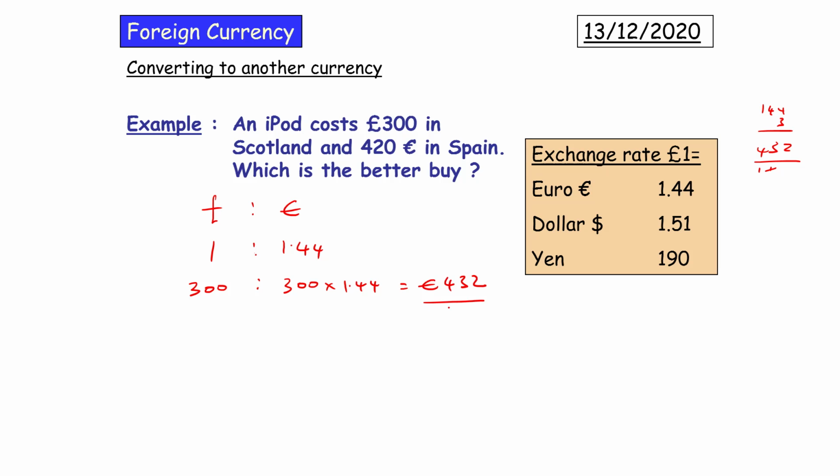So it costs more to buy it, sorry, to buy it in Scotland than in Spain. So it's better to buy in Spain. You've got to write this out. And the saving of 432 take away 420 will be 12 euros. Okay, so hit pause, copy the example down, and then copy the workings down. When you're ready, hit play again. We'll move on to the next question.